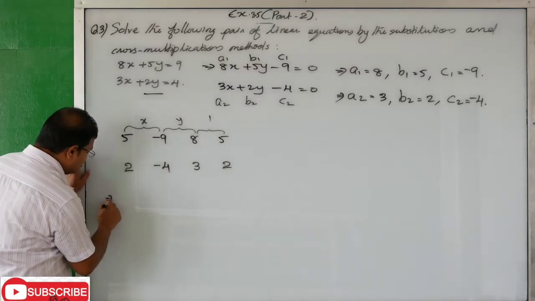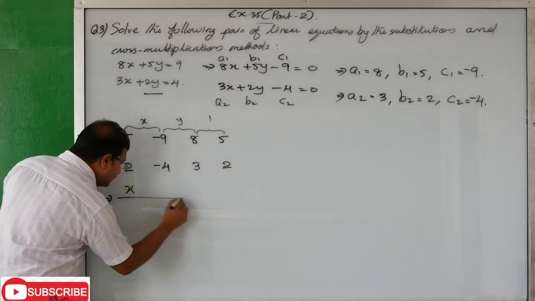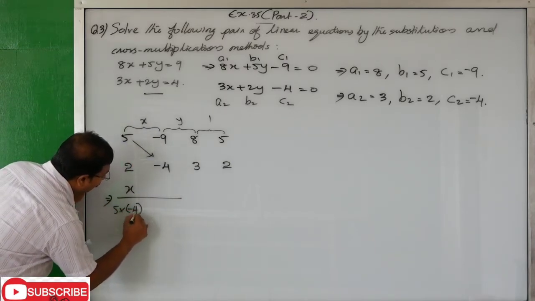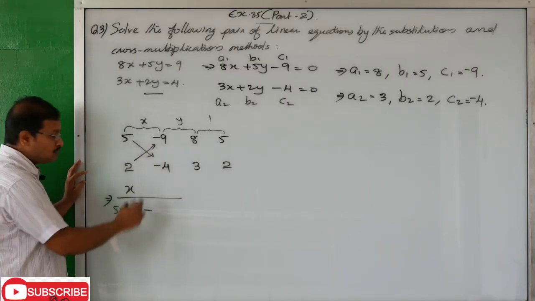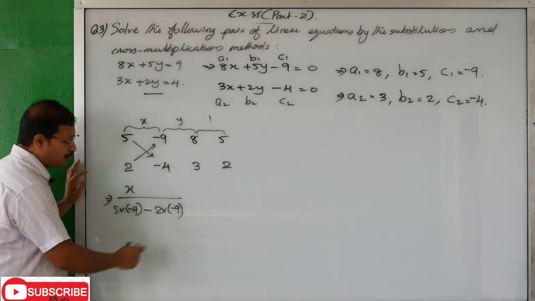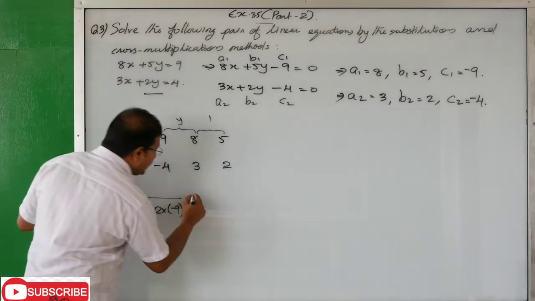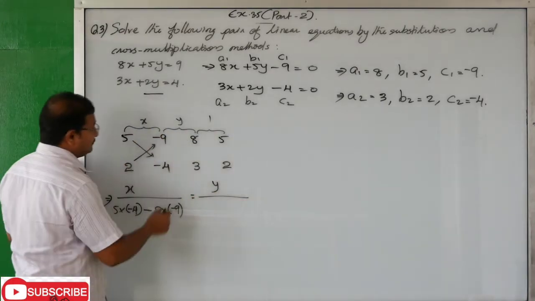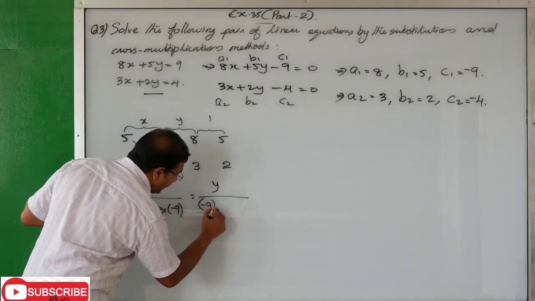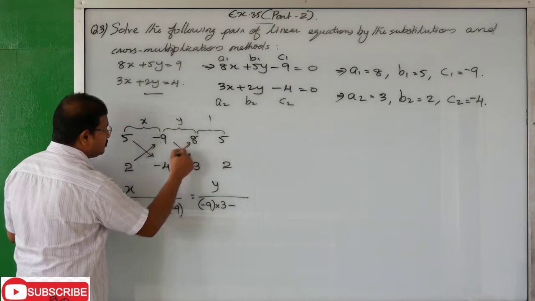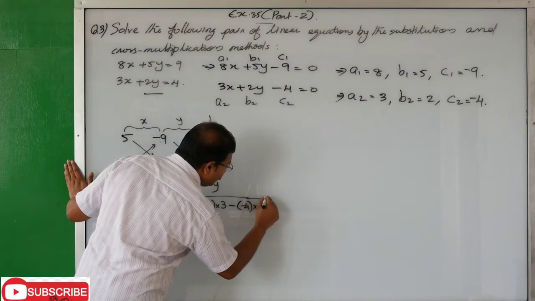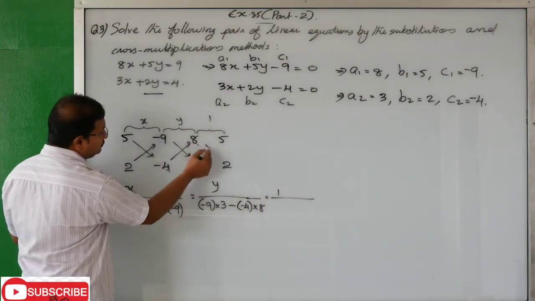This implies, what will we do? x divided by, these two will multiply. So, 5 into minus 4 minus, these two will multiply. So, 2 into minus 9. Because of minus, it should be in bracket. Equals y divided by these two. What is that? Minus 9 into 3. Minus should be in bracket. Minus 9 into 3 minus these two. What is that? Minus 4 into 8. Minus 4 into 8 equals 1 divided by these two.